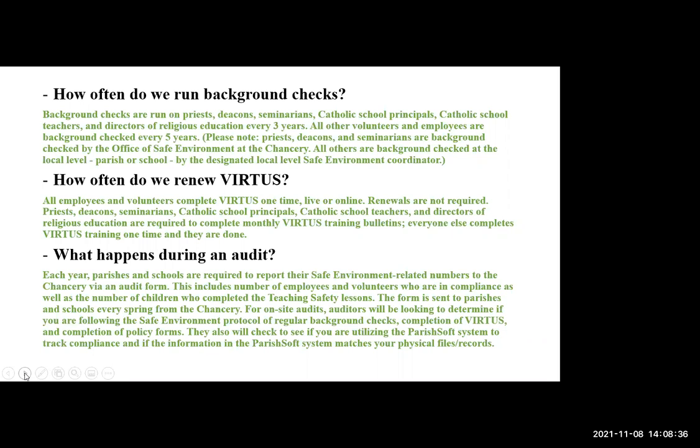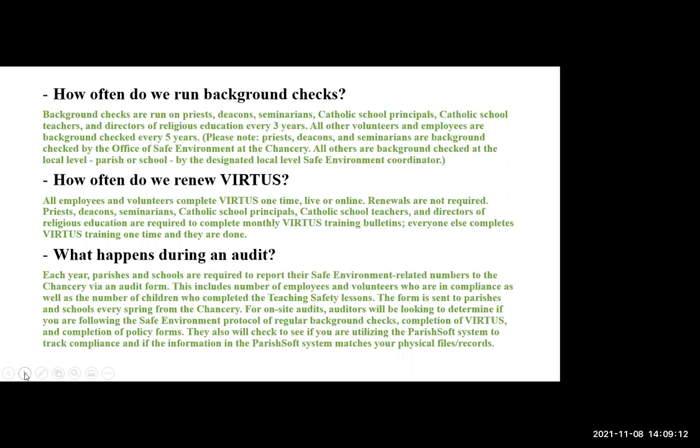Every 3 years, we are on-site audited, and the USCCB sends out auditors who randomly pick parishes and schools in our diocese, and they actually come into your parishes and schools and look to determine if you're following the safe environment protocol of regular background checks, completion of Virtus, and completion of policy forms. They will come into your parish and school and actually open up your files and look to see if you're doing what you're supposed to be doing.